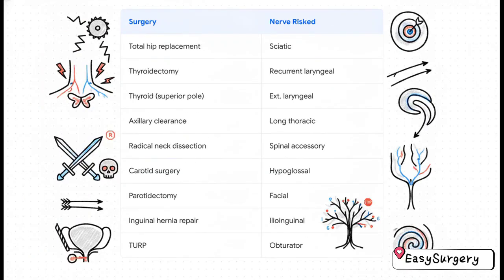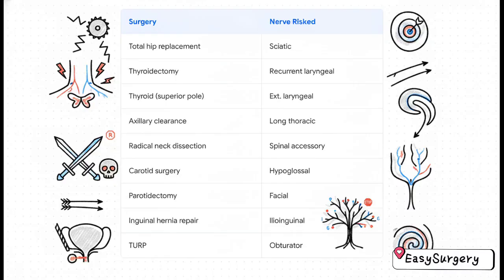Now, in the OR, the procedure itself can actually set the trap. In ortho, a total hip replacement puts the sciatic nerve at risk. Endocrine neck surgeries, well, they're absolute minefields. A standard thyroidectomy endangers the recurrent laryngeal nerve. But, and this is a big but, if you're ligating the superior pole, you actually risk the external branch of the superior laryngeal nerve instead.